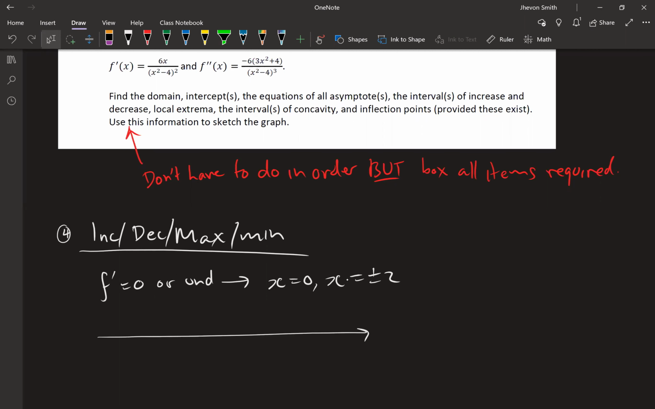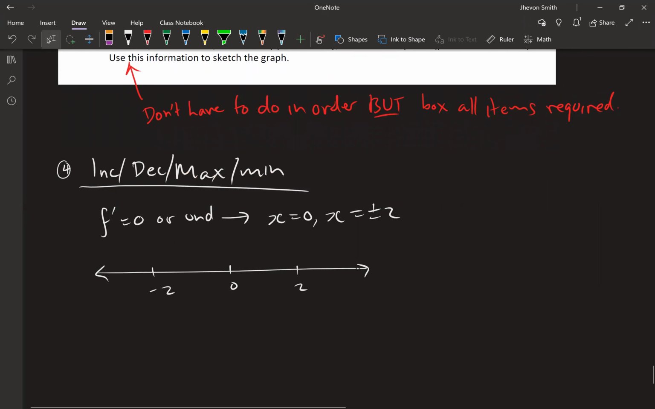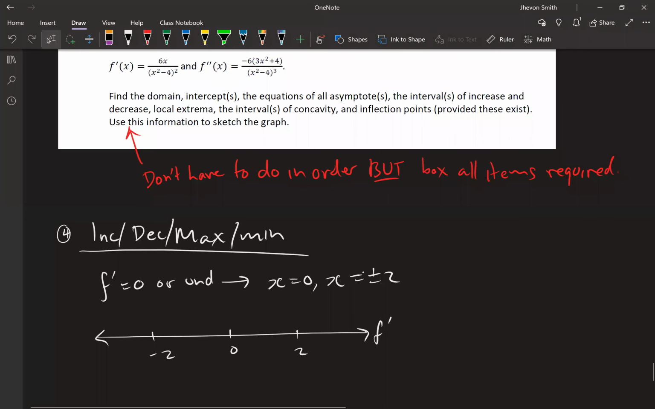You would draw a number line. You would put the 0, minus 2, plus 2, and you would test these in the first derivative. Now in the first derivative, the denominator is a square, so really the top controls everything. And so when my x is negative, my derivative is going to be negative, and when my x is positive, my derivative is going to be positive. So you can identify this guy right away as a minimum. And these guys, the 2 and minus 2, are nothing. In fact, vertical asymptotes occur here.